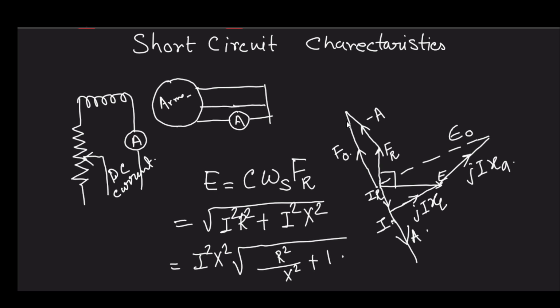Now if you consider this R by X for a machine that is economically designed, R by X will be very, very small. And what happens when you take the square of any number that is less than 1? Suppose you take the square of 0.3, it would give you 0.09. That means squaring a number that is less than 1 results in a number that is less than the initial one. Right. So this whole square root is approximately equal to 1, because you have a very small number inside.